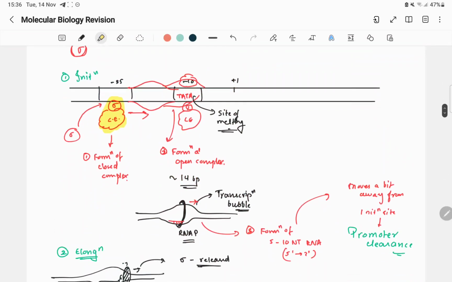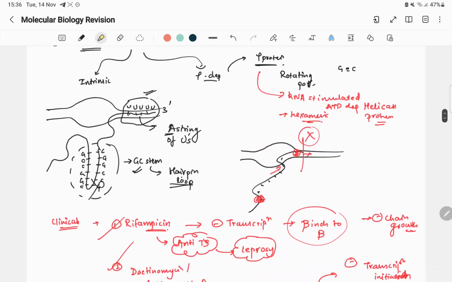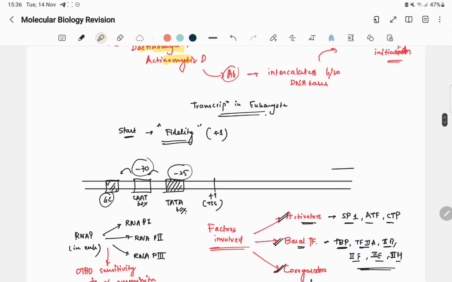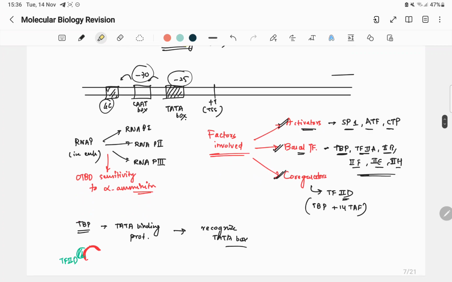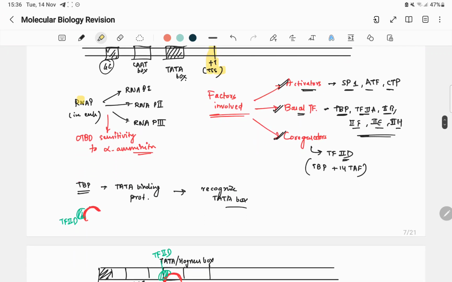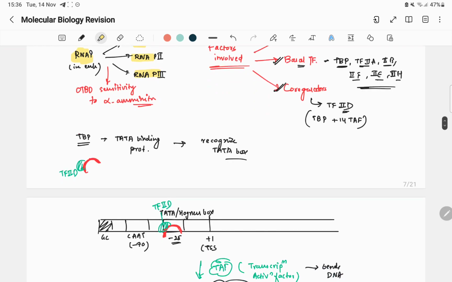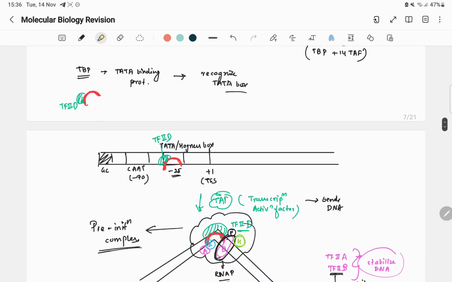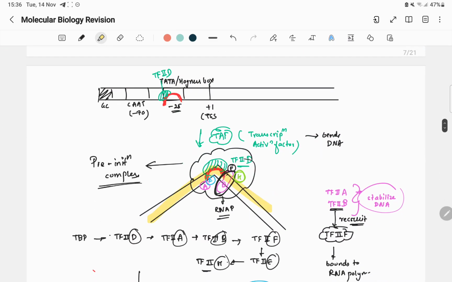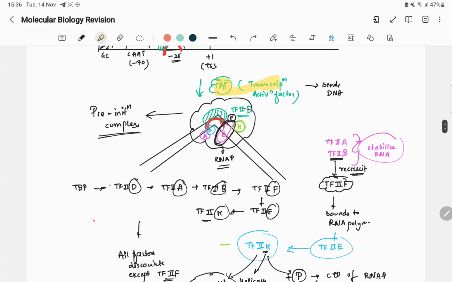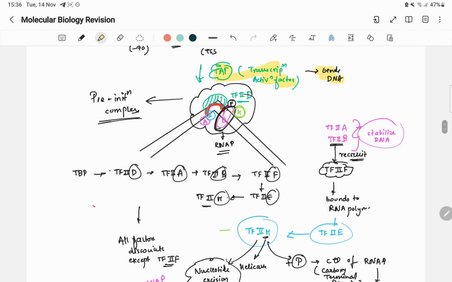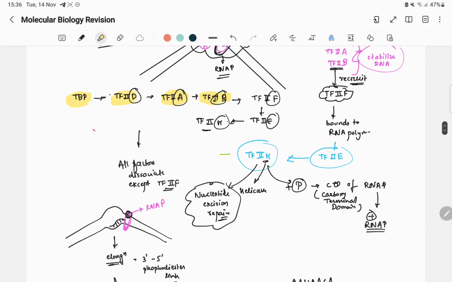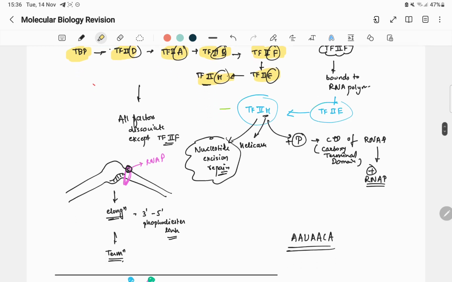What are the steps in transcription of prokaryotes? Open complex, elongation, termination, intrinsic or rho dependent. The clinical correlates are rifampicin, dactinomycin. In eukaryotes, the start site is called +1 TSS. And RNA polymerases are of three types. Factors are A, B, C's: activator, basal transcription factor, and co-regulators. Then how the DNA is getting bent: the TAF, transcription activating factor, bends the DNA and forms the pre-initiation complex. Sequence: TBP, TFIID, TFIIA, TFIIB, TFIIF, TFIIE, and TFIIH.